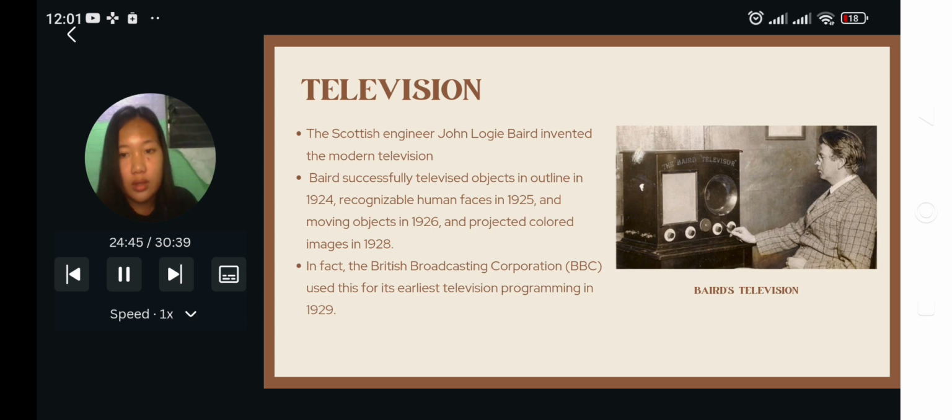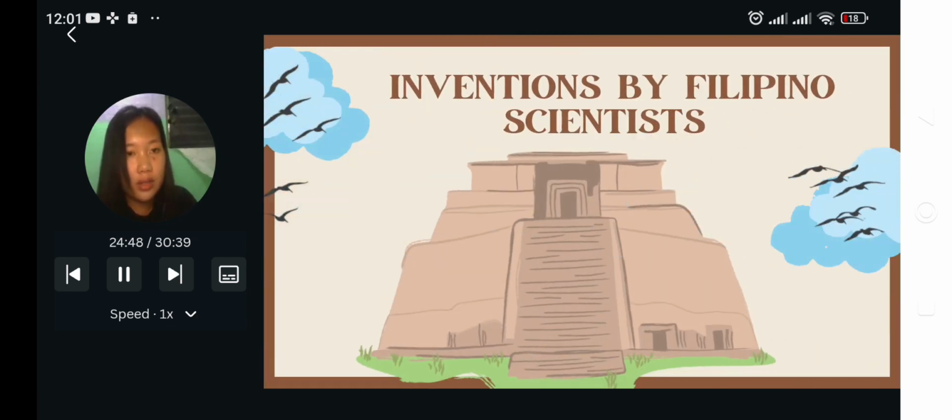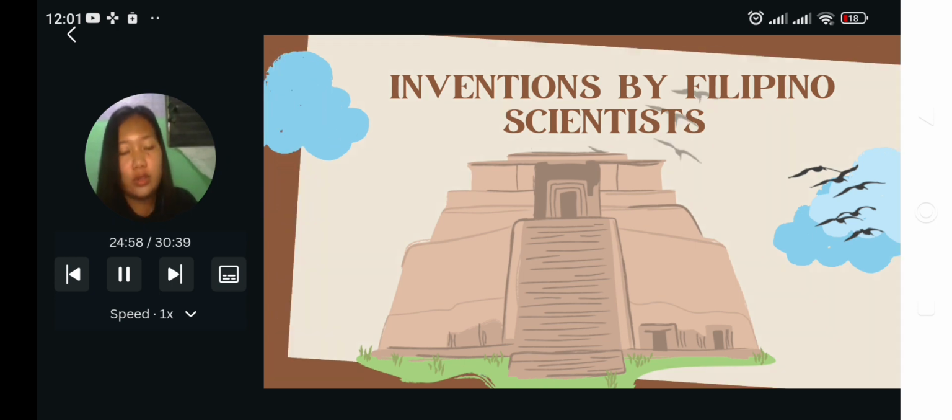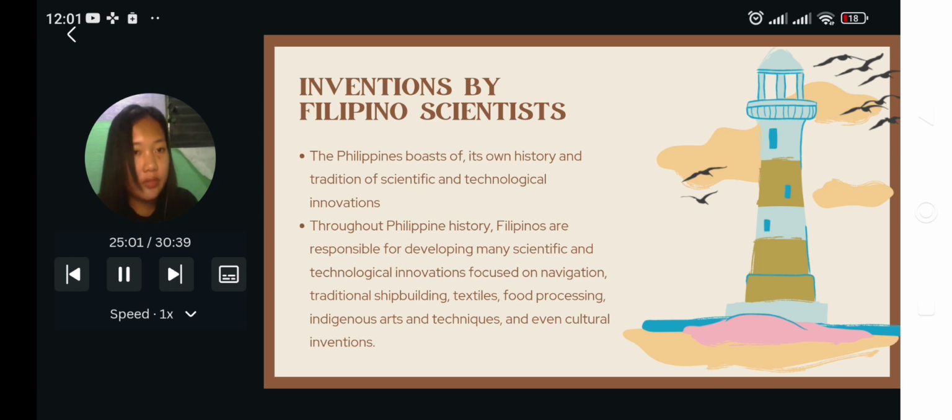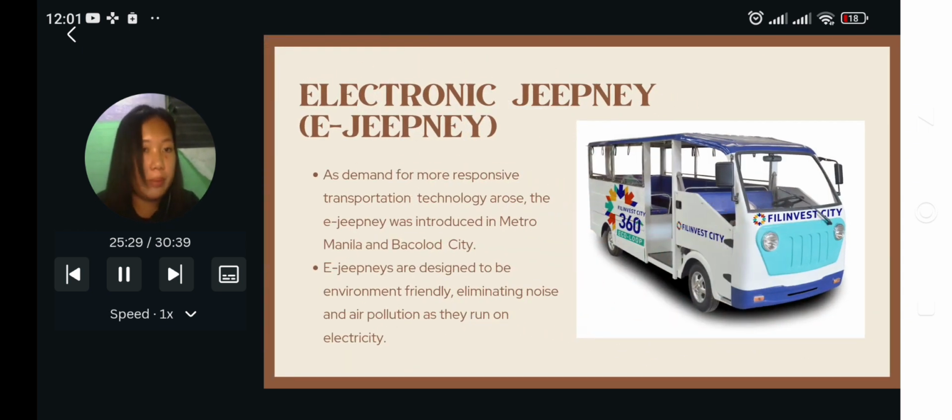Okay, so, let's move on to the next topic. It is the inventions by Filipino scientists. So, yun. Dito naman tayo sa ating mga kababayan. Yan, inventions by Filipino scientists. So, the Philippines boasts of its own history and tradition of scientific and technological innovations. Throughout Philippine history, the Filipinos are responsible for developing many scientific and technological innovations focused on navigation, traditional shipbuilding, textiles, food processing, indigenous arts and techniques, and even cultural inventions. Okay, magagaling din kaya yung mga Pinoy, syempre.